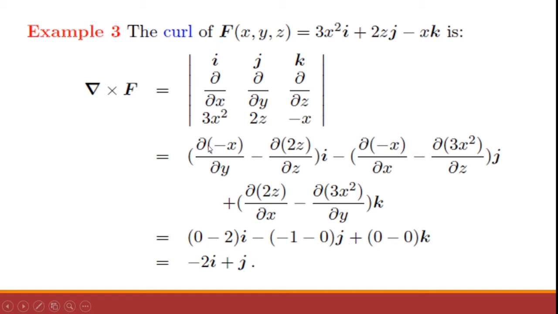If you observe here, the del cross f value, that means the curl of any vector, should be a vector. Or the cross product of two vectors should be a vector. Here we got a vector. How can we say that this is a vector? Because whatever solution we got over here is in the form of a combination of unit vectors called i, j and k. Hence we call it a vector. So the curl of a vector, or the cross product of two vectors, is a vector.